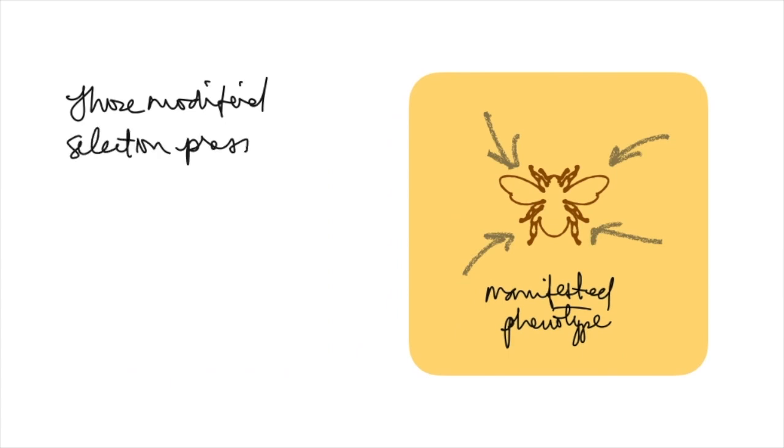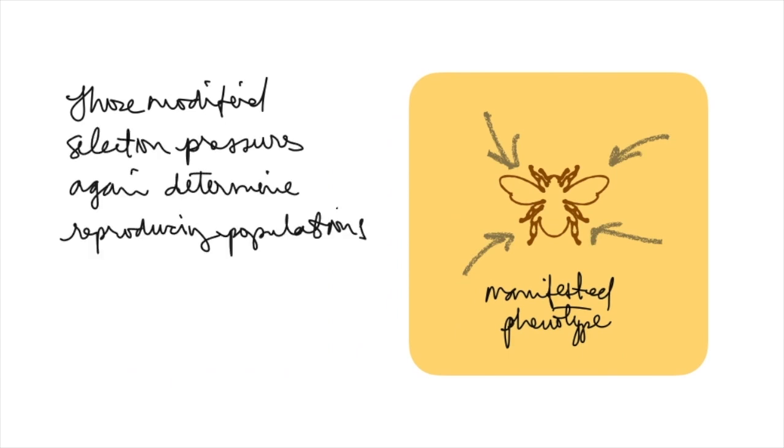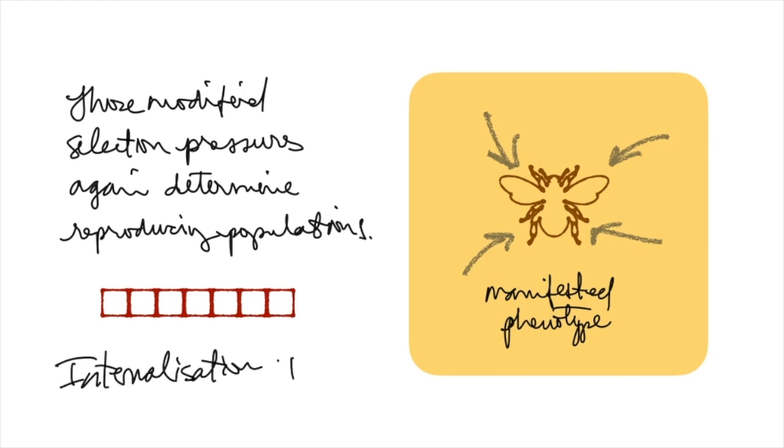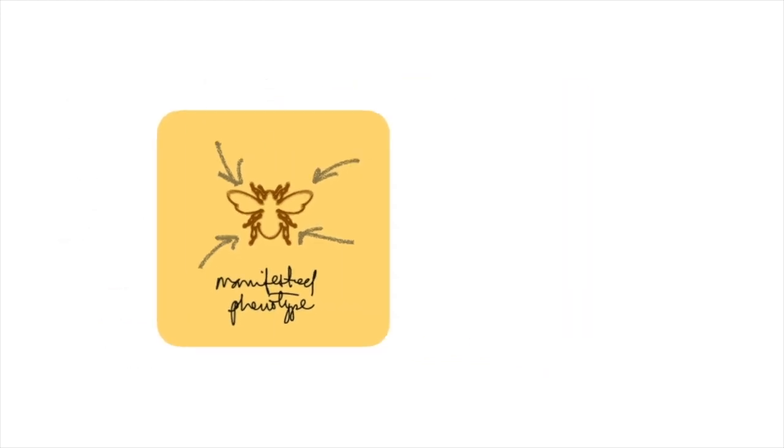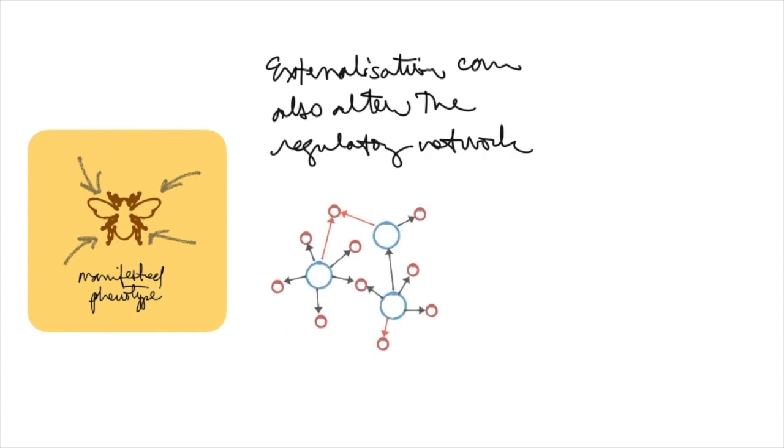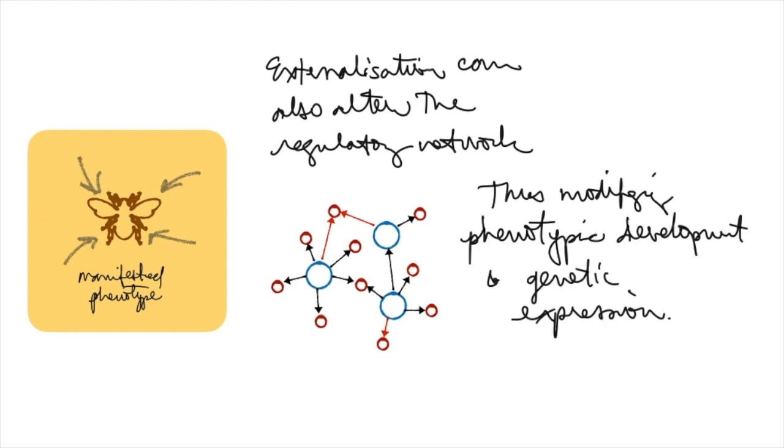This externalization process and its modified selection pressures again determine reproducing populations, thus gene frequencies, a mechanism we'll call internalization 1. But externalization can also alter the selection for regulatory structures, thus modifying phenotypic development and genetic expression. This mechanism, whereby externalization modifies the regulatory network, is called internalization 2.